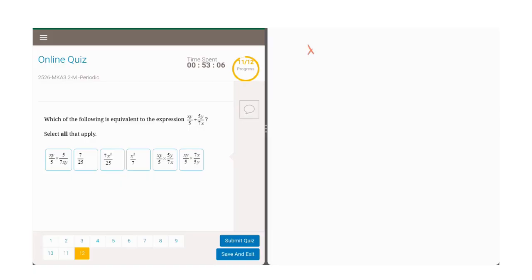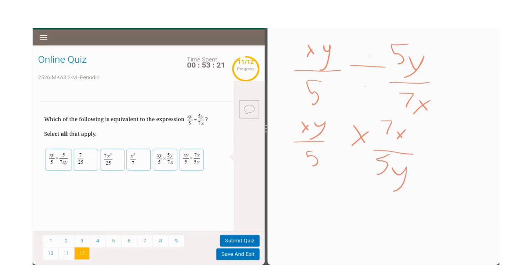For the last question, we have xy over 5 divided by 5y over 7x. So we do keep change flip: xy over 5 will be multiplying 7x over 5y. You can cancel out this y with this y, and then we're going to be left with 7x squared over 5. So here we have to find after we keep change flip. So we have this after we keep change flip, xy over 5 multiplied by 7x over 5y.